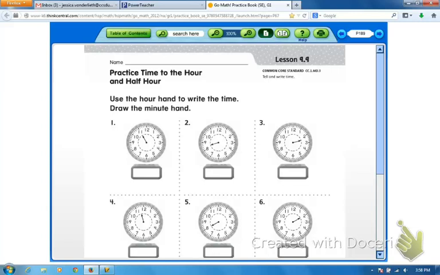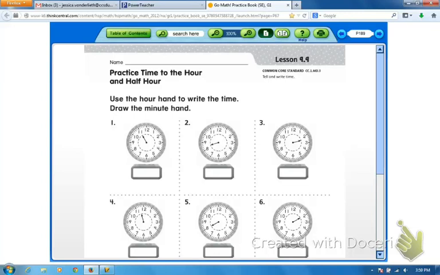For lesson 9.9, we're practicing time to the hour and half hour. We don't have any new vocabulary words. We're just still using hour, hour hand, minutes, minute hand, half past, words like that. And our question is, how do you know whether to draw and write time to the hour or half hour?